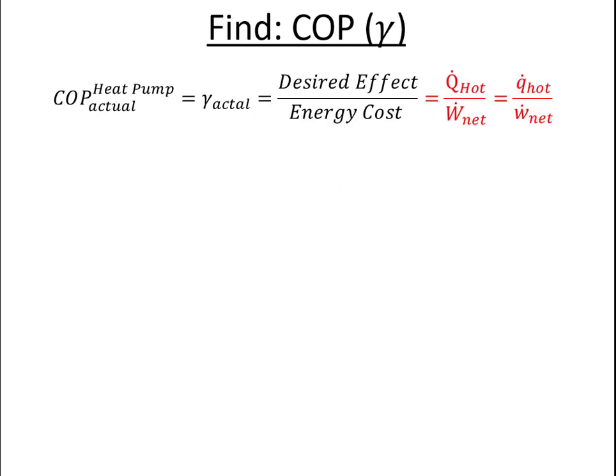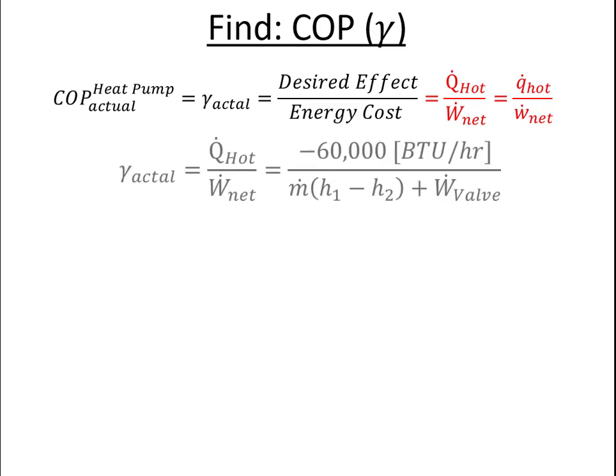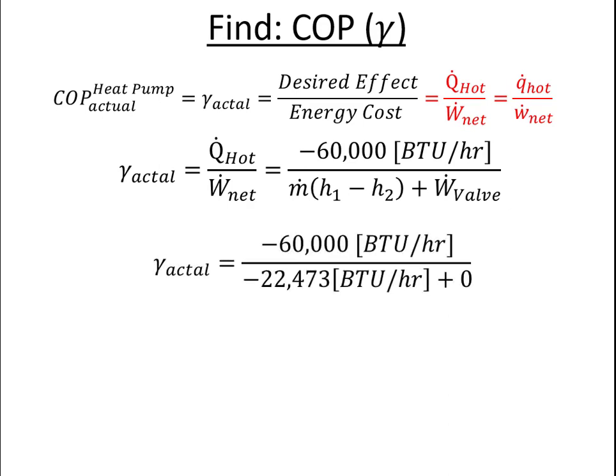Next, I find the coefficient of performance of my cycle. That's going to be the desired energy effect divided by the energy cost, or Q hot over net work. Q hot I've already calculated. Net work is essentially my compressor work, or power, plus my work done by the valve. But the valve doesn't do any work because delta H across the valve is 0. So the net power is also the power of the compressor. In this case, both values are negative.